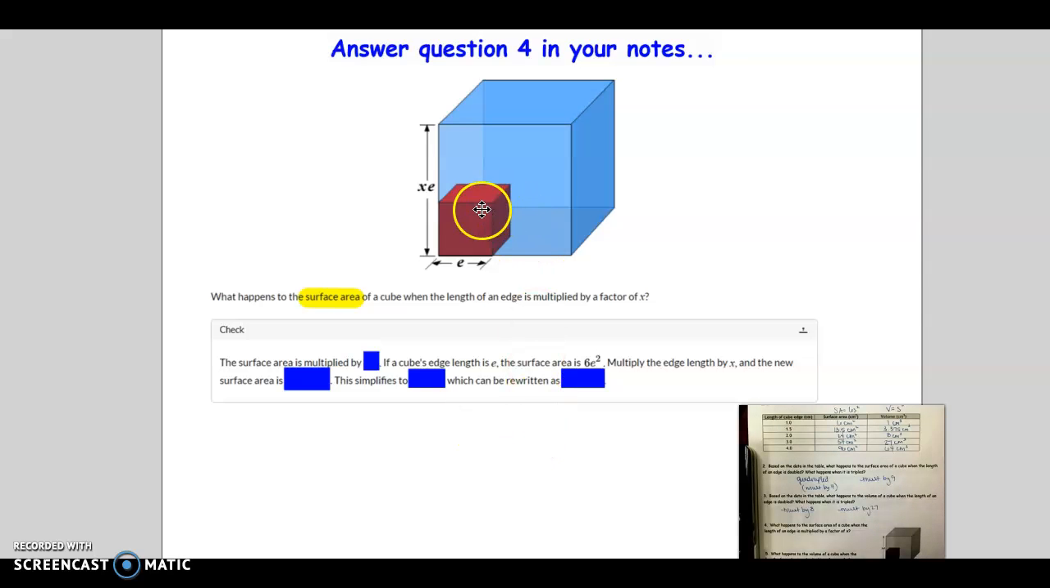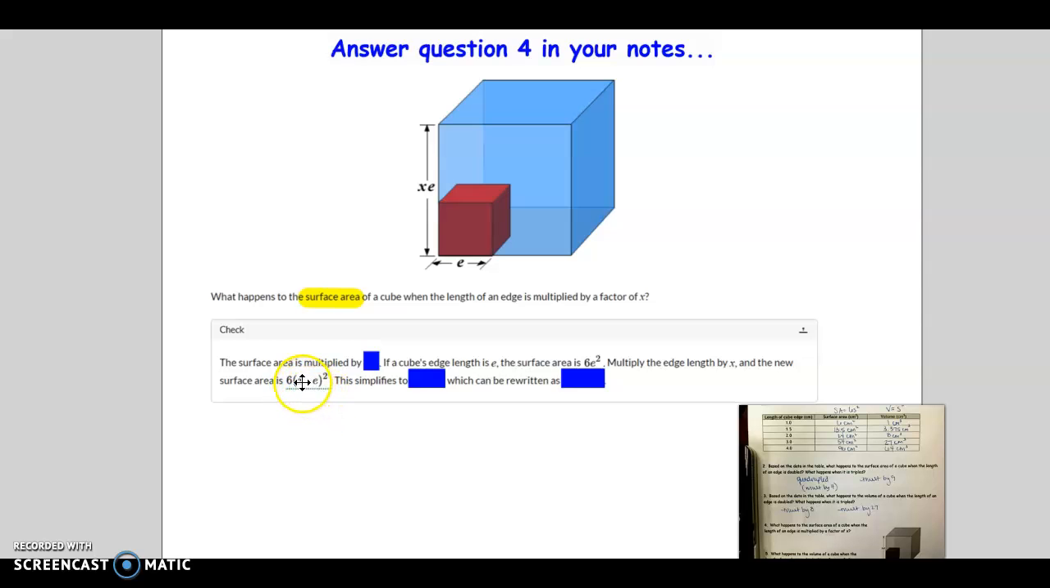Okay, so we just found the surface area of this red cube to be 6e squared. But we're multiplying the edge length by x. And so this new side length is x times e. And so now the new surface area, this would be xe times xe. So xe squared is the area of the square, and there's 6 of them. So we would have 6 of the x times e's squared.